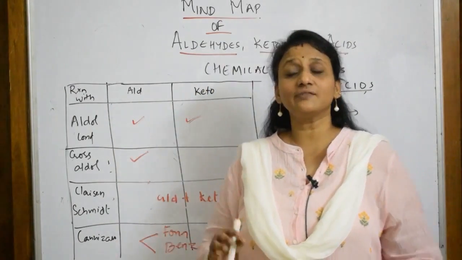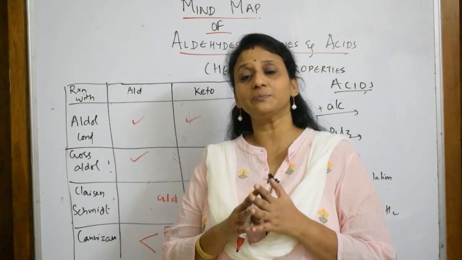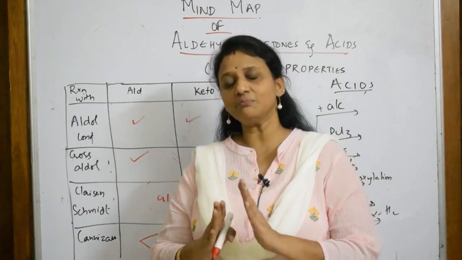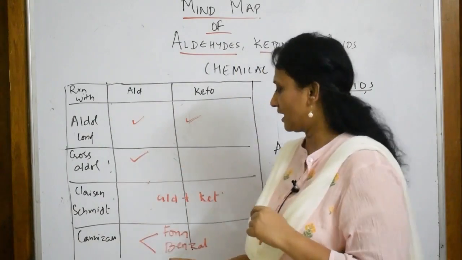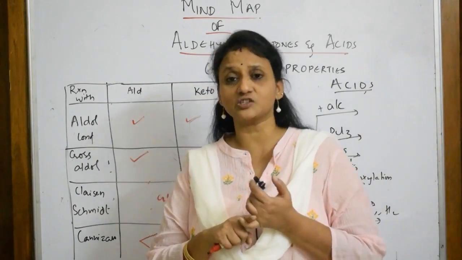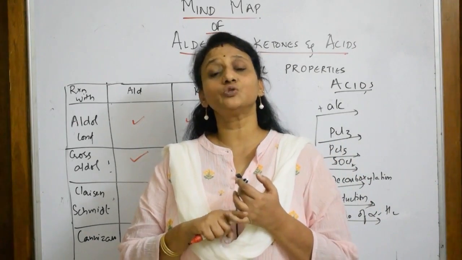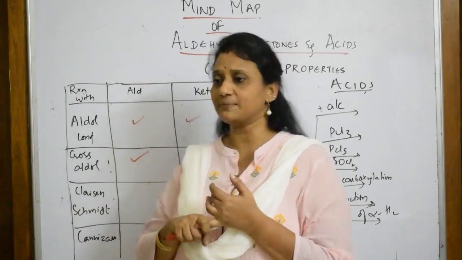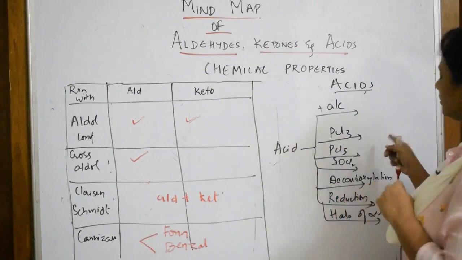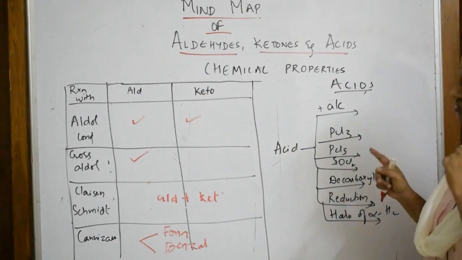Next comes the Cannizzaro reaction. For all these, I have done a detailed video which is kept in the playlist. Very clearly I have explained the mechanisms, because this is a mind map. I'm just giving you an idea, right? In the Cannizzaro reaction, basically, it is responded to by compounds which do not have alpha hydrogen. For example, formaldehyde, benzaldehyde. Right. Now here, these are the chemical properties of the carboxylic acids.